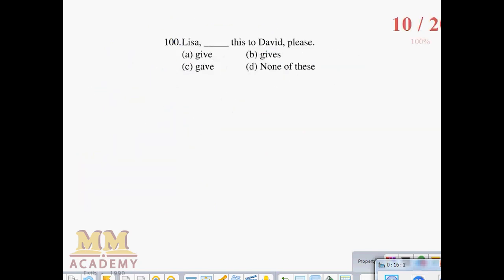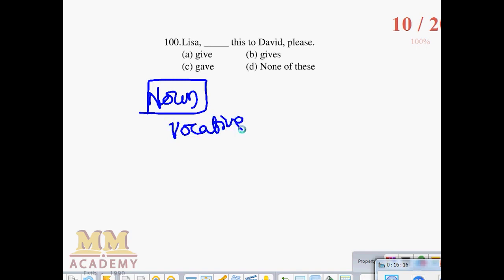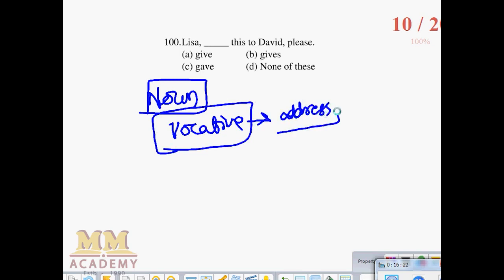Okay, Lisa, dash this to David, please. Remember, when we talk about noun, we have got different cases of noun, right? We have got vocative case. What is a vocative case? Vocative case is the case in which we address a noun, right?